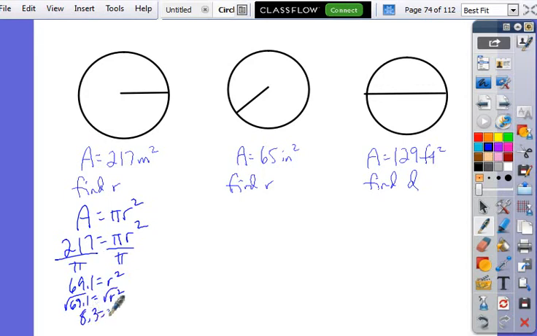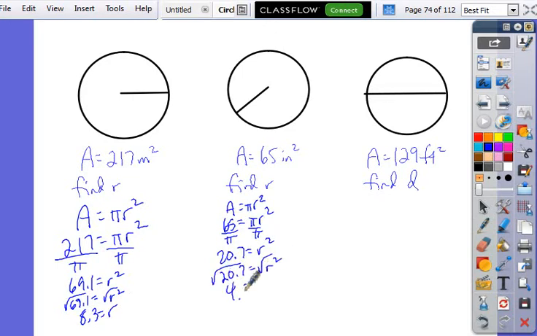All right, do those other 2. Second one, I'm going to say A equals pi r squared. 65 is my A. Plug that in for that spot. Divide by pi. 65 divided by pi is 20.7. But that equals r squared. And then I square root that. And then I get 4.5.